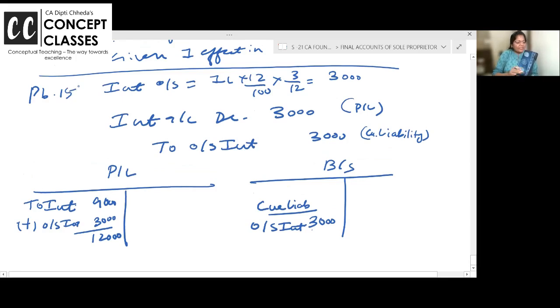Problem number 15. Clear है आप सबको? Yes. Last one for today. Tomorrow, don't miss the class.